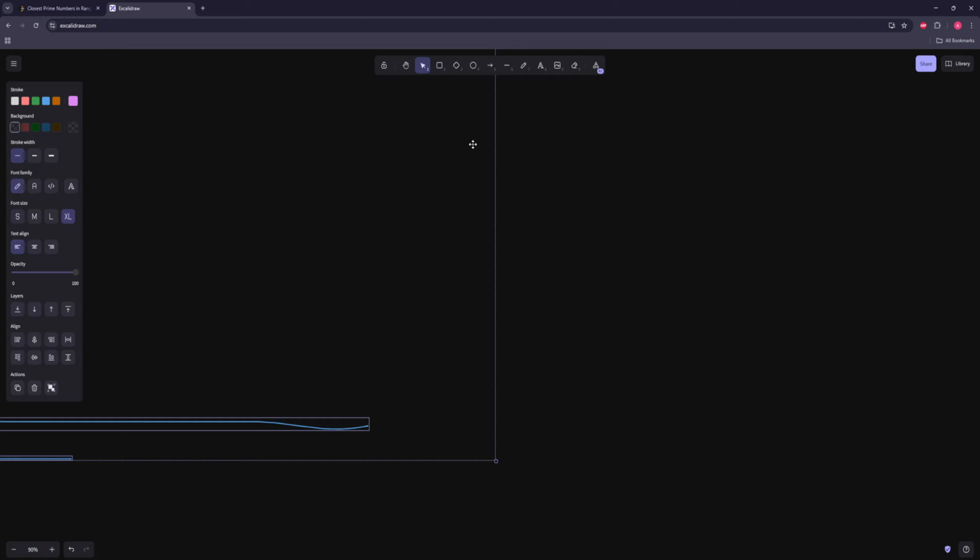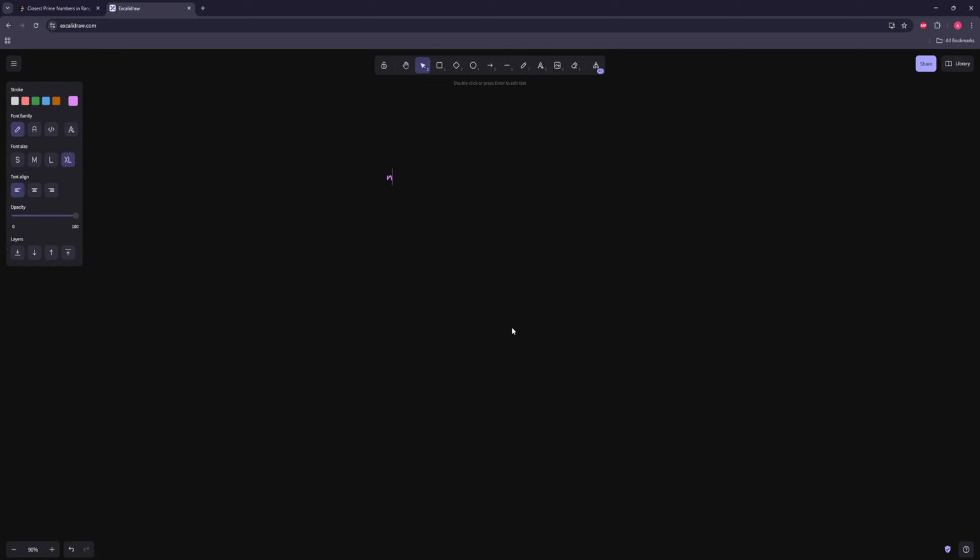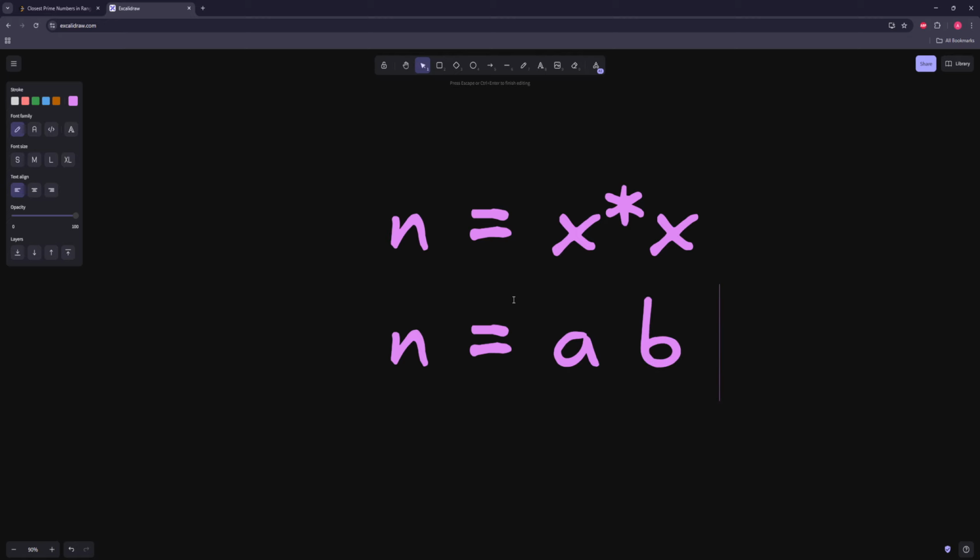Because if a number n has two factors, you can have two cases. You can either have n is a perfect square, which is x by x, or it's going to be a times b, and one of the factors has to be less than the square root of n, and the other one has to be bigger. And it makes sense why, right?